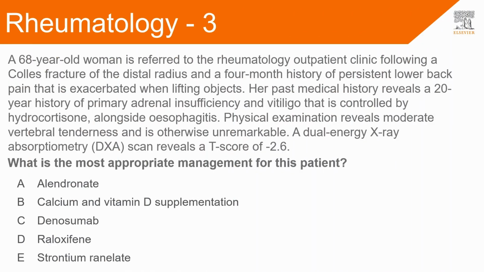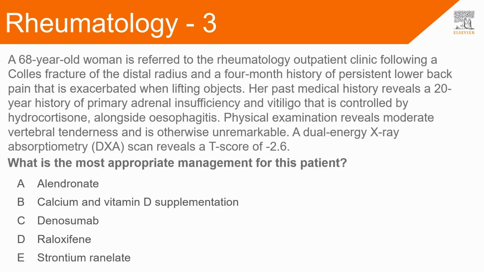So we have a 68-year-old woman who has been referred to outpatient after a fracture of the distal radius. She has a 4-month history of lower back pain that is worse when lifting objects. Past medical history includes a 20-year history of adrenal insufficiency. She has vitiligo that has been controlled with hydrocortisone, and esophagitis as well. So we have vertebral tenderness of the spine, and DEXA shows a T-score of -2.6.